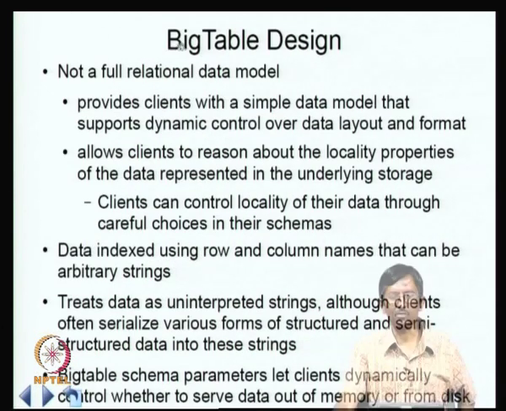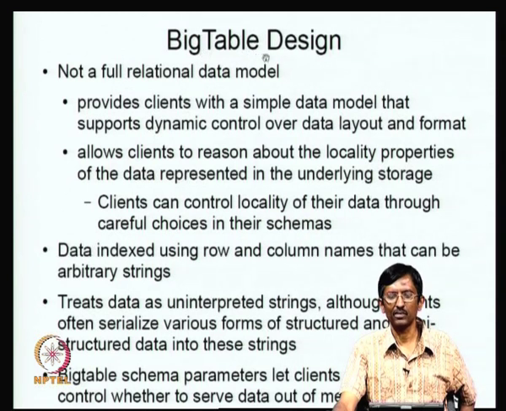The first important thing to know is that BigTable is essentially a storage design, it is not a database design. It is not a relational data model. Basically, the understanding is that databases have serious problems of scalability. They cannot cope with the kinds of demands that the current web and similar places make. So the idea is not to go with a relational data model, and it provides clients with a simple data model that supports dynamic control over data layout and format.